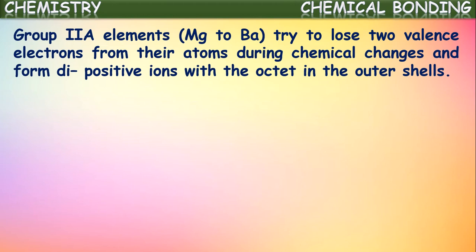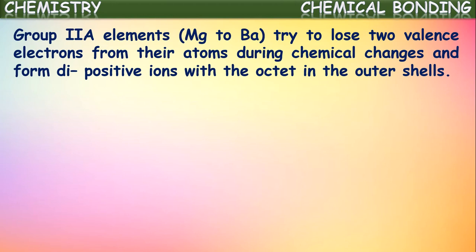Not only magnesium, in this way group 2A elements try to lose 2 electrons from the valence shell of their atoms during chemical changes, and they form dipositive ions with the octet in the outermost shells. In that way, by losing 2 electrons, they get an octet configuration in their outermost shells. That means the nearest noble gas configuration.